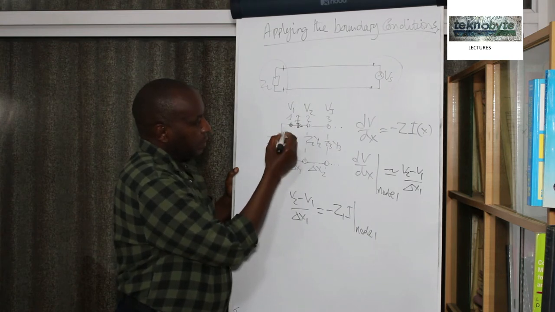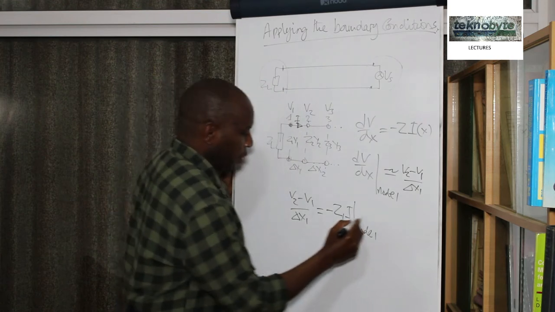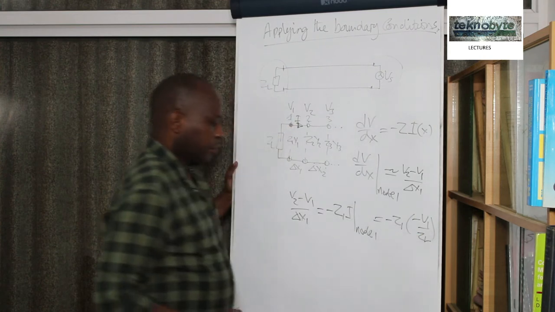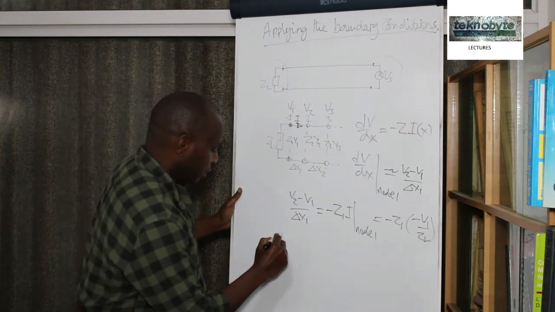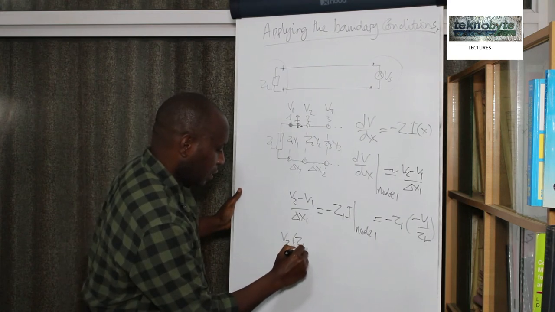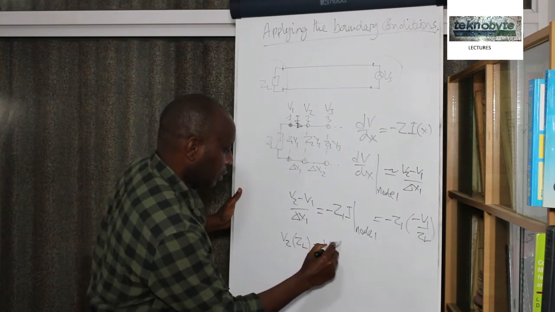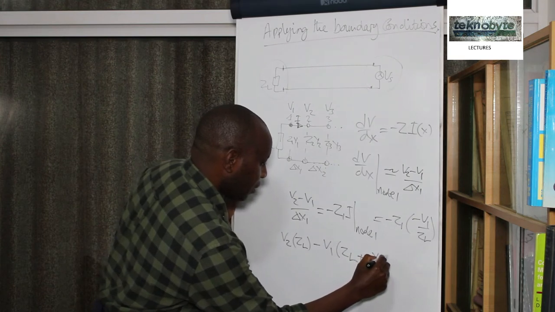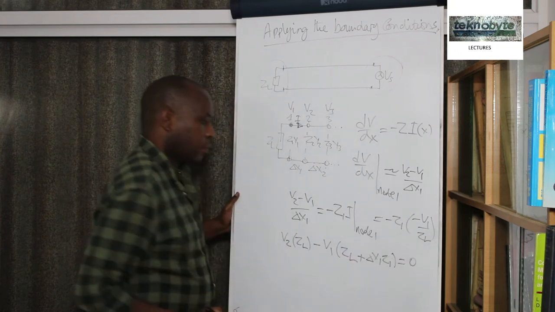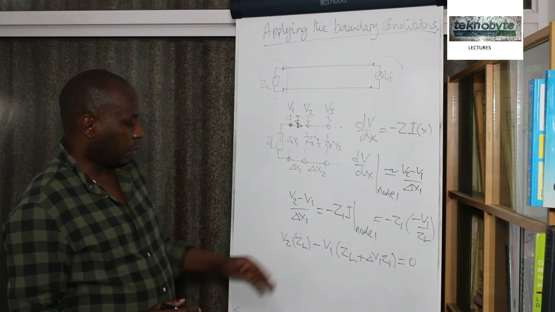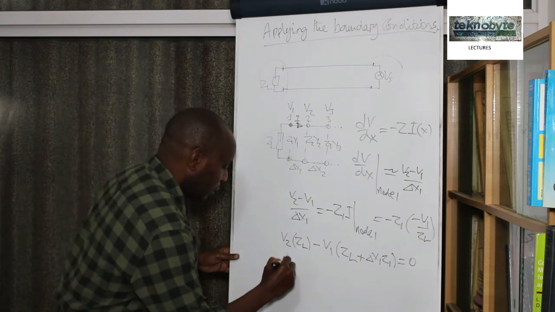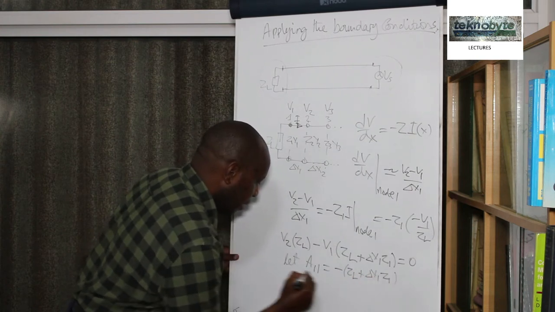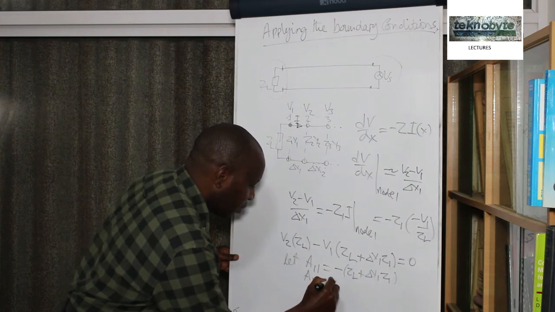Because we know the load impedance, the current flowing in the backward direction is just minus V1 over ZL, so this can be equated to minus Z1 times minus V1 over ZL. From these equations, you can rationalize and see that V2 times ZL minus V1 times ZL plus delta X1 Z1 equals zero. Again, we have a matrix equation, and we can let A11 equal minus ZL plus delta X1 Z1, and A12 equal ZL.